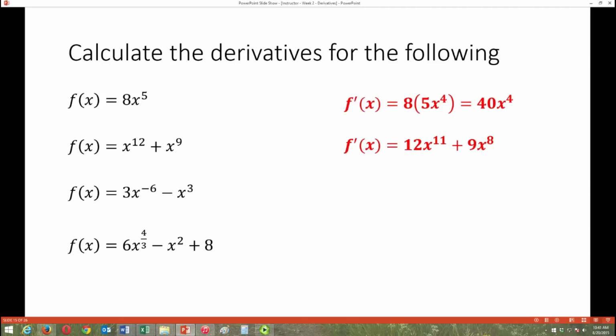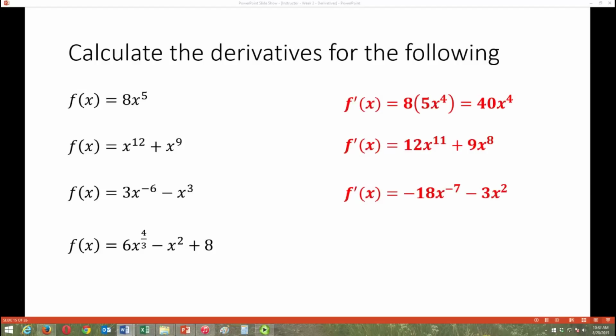Let's now combine the constant multiple and sum rules into a single problem. We have f of x is 3x to the negative 6 minus x cubed. Our derivative is f prime of x is negative 18x to the negative 7 minus 3x squared. Notice how we took the derivative of each term separately and ignored the coefficients while doing the actual derivative.